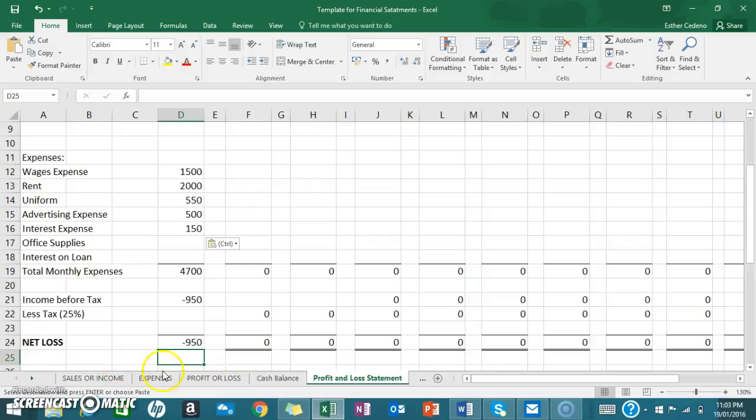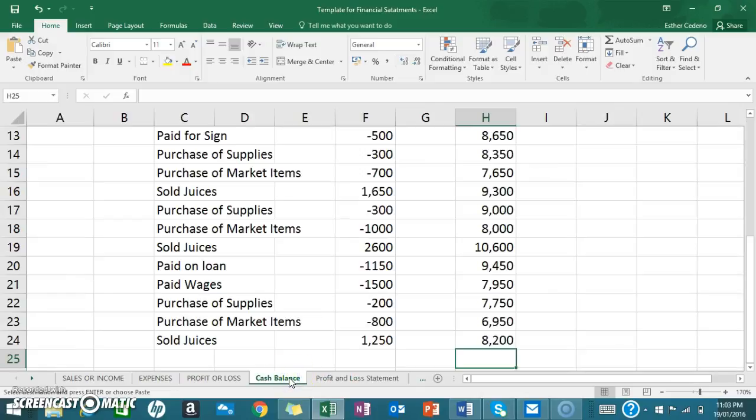$950. The next statement we'll be doing is the balance sheet. The very first thing in the balance sheet is the cash balance, which is $8,200. So we'll do that next.